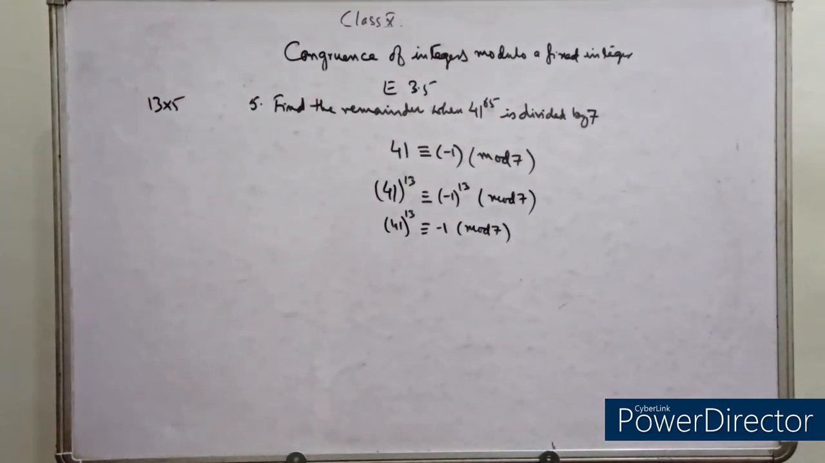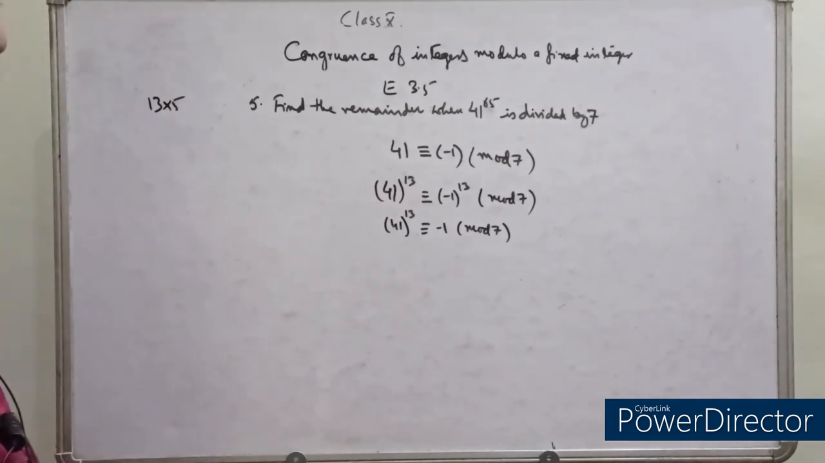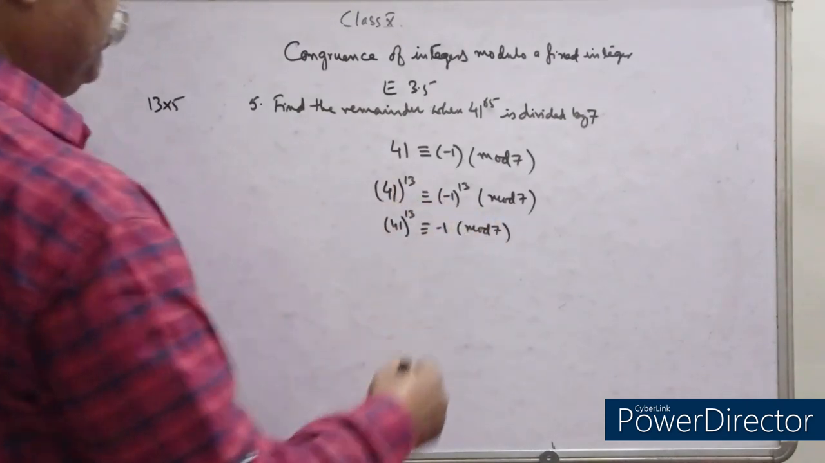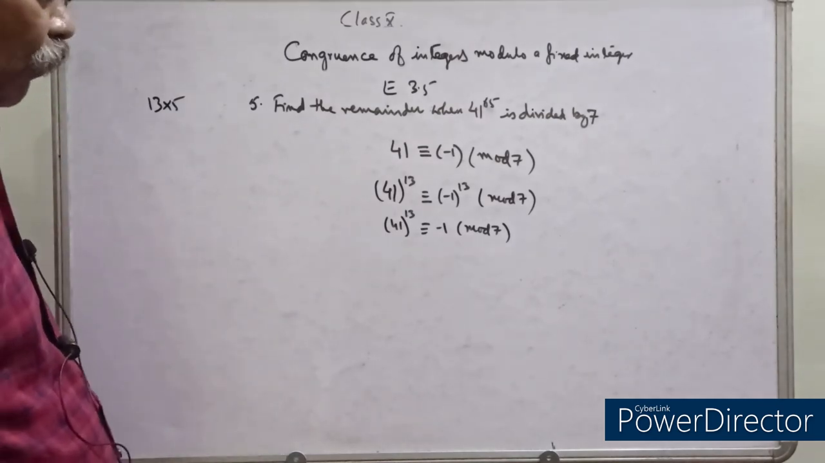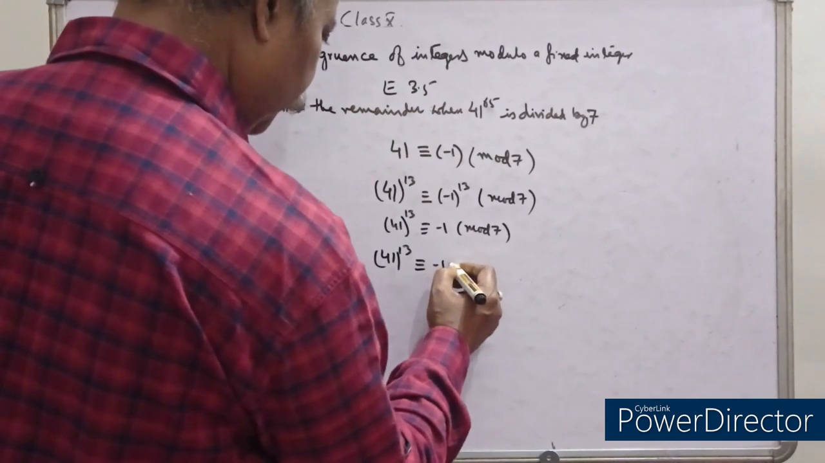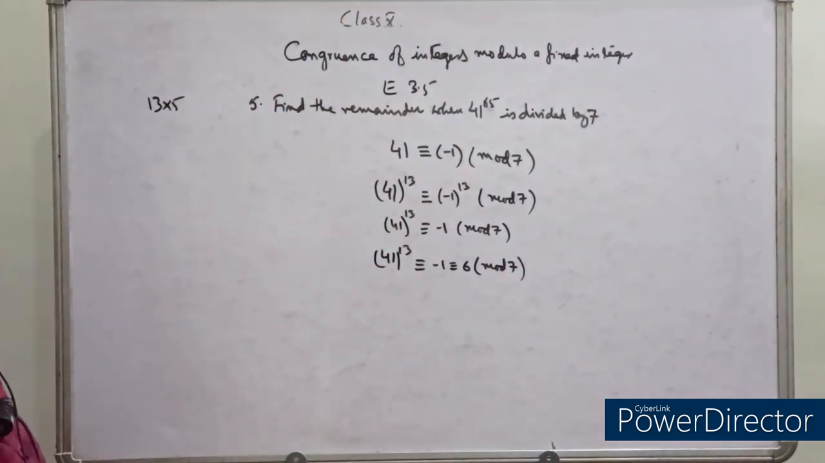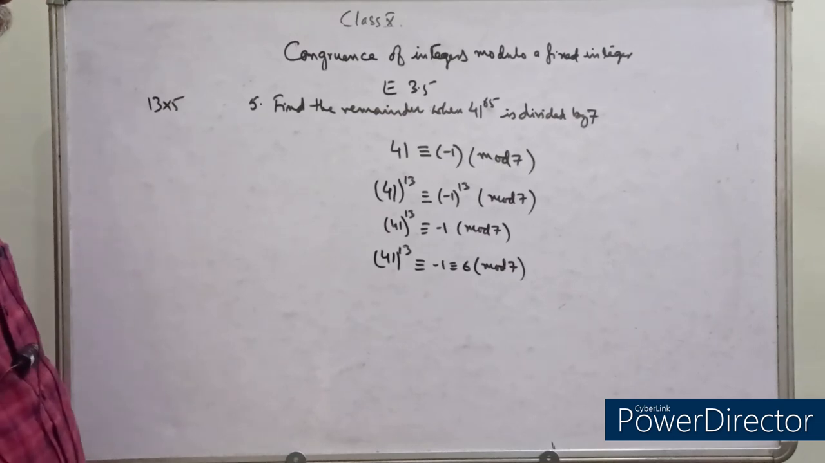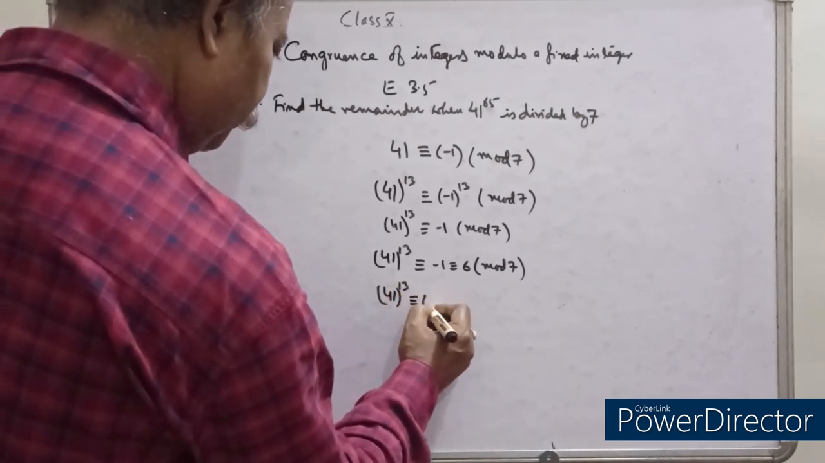Now here we have to make the remainder positive. The important point is that we have to make the remainder positive, because if you take power 5, it will again be an odd power and the answer will be minus 1. So let me do it like this. 41 to the power of 13 is congruent to minus 1, which is congruent to 6 mod 7. Here you see, because minus 1 minus 6, a minus b, is minus 7, and it is divisible by 7. So your result comes out to be 41 to the power of 13 congruent to 6 mod 7.